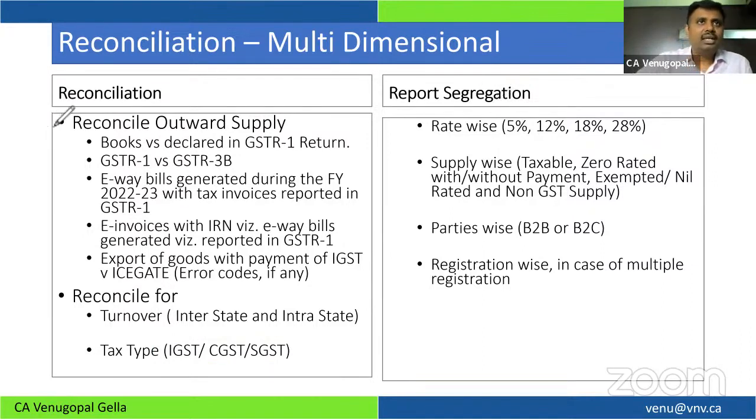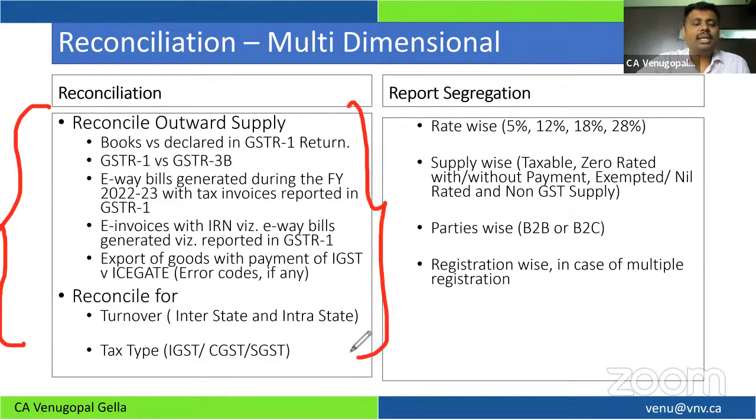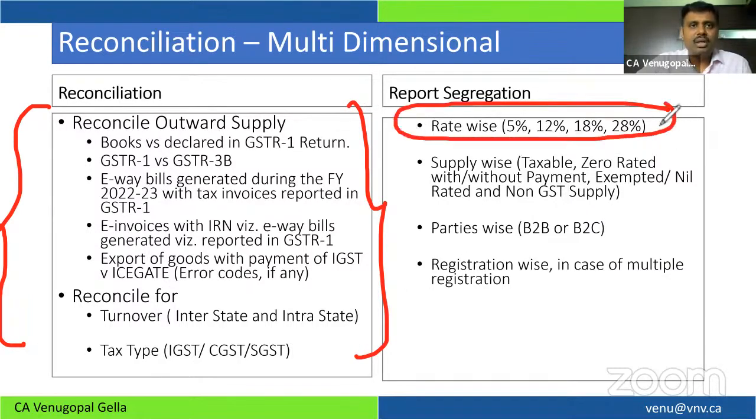And this turnover that you finalize, let's say you have finalized my turnover is 8 crores. This 8 crores you will also have to segregate rate wise. You should also segregate how much is B2B and how much is B2C. And in case you have exports or zero rated supplies, how much is with payment, how much is without payment.